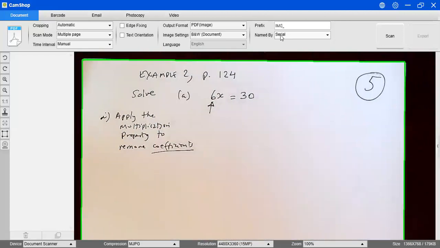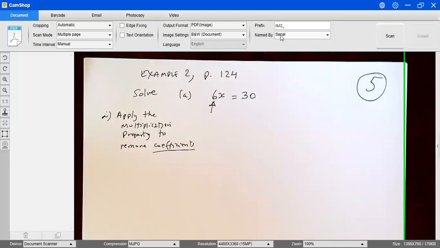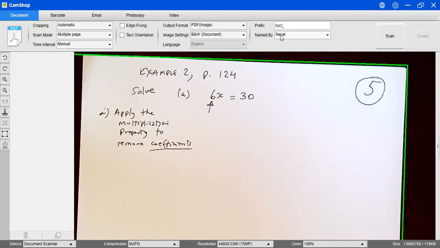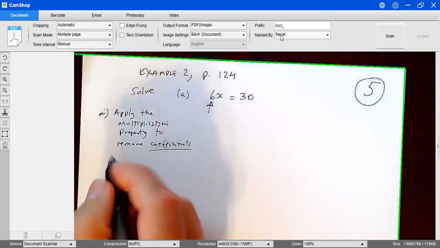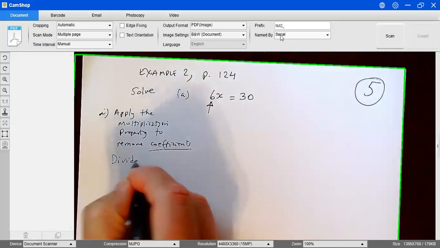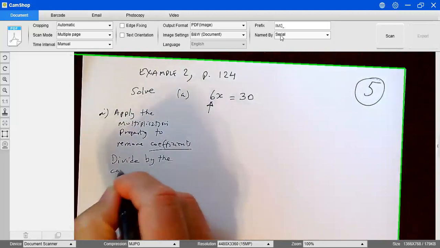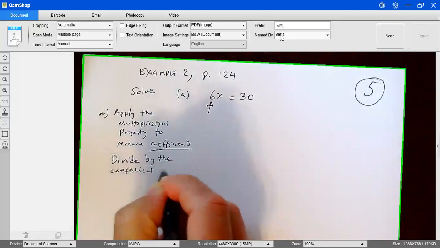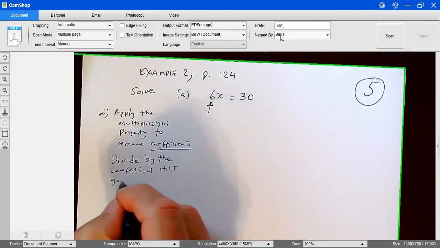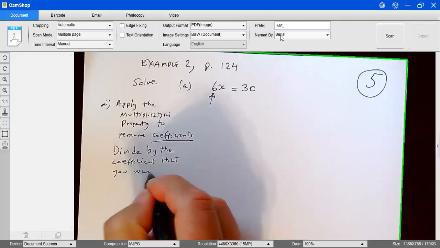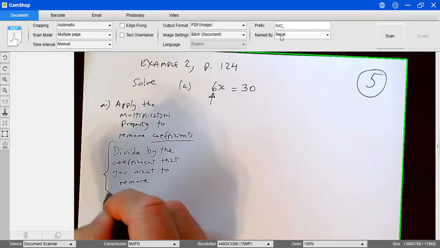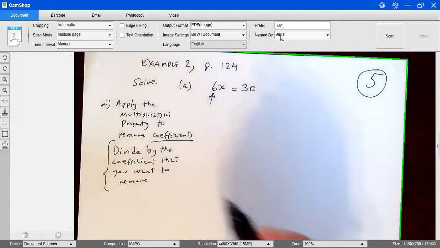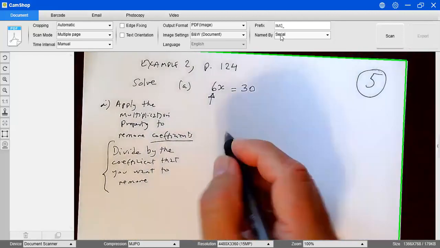We're going to divide, but remember, dividing is multiplying. Division is just another way of multiplication. So when you apply the multiplication property to remove coefficients, you divide by the coefficient that you want to remove. You're going to divide both sides, okay? Divide by the coefficient on both sides.